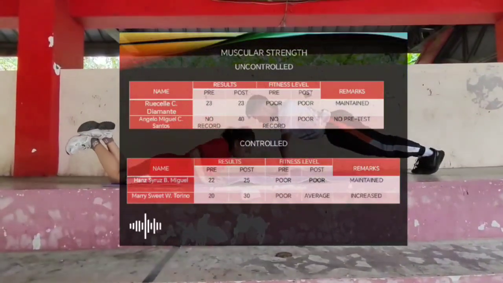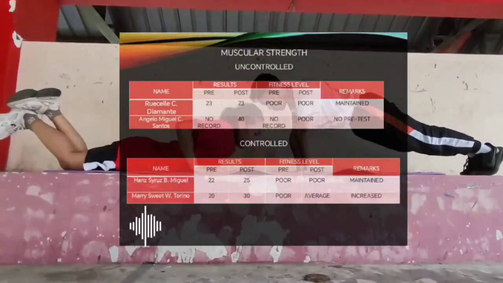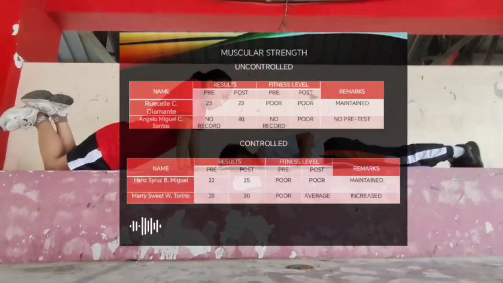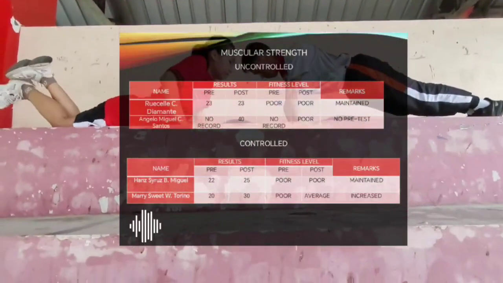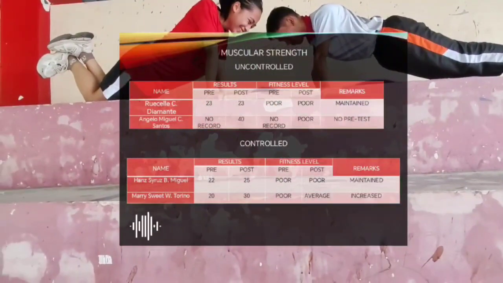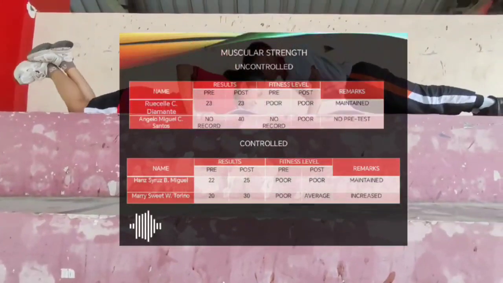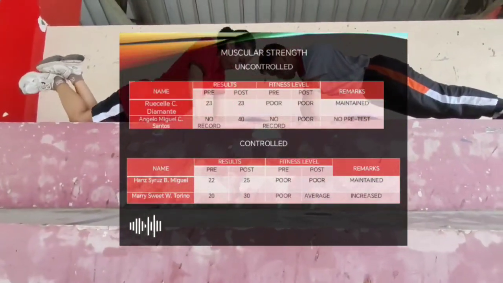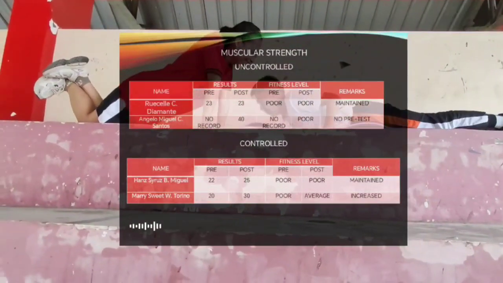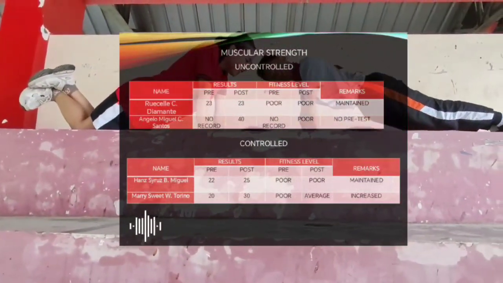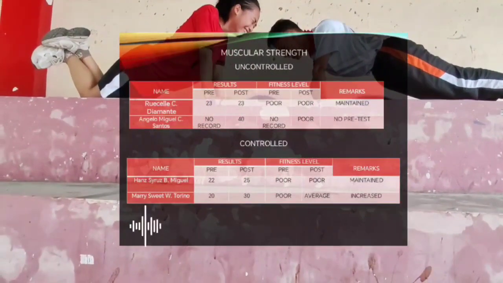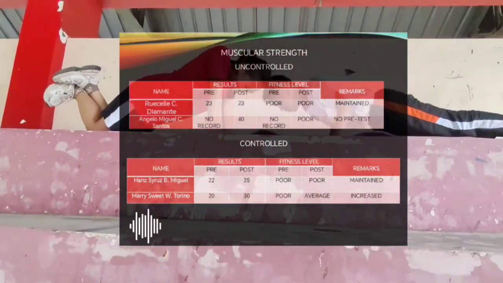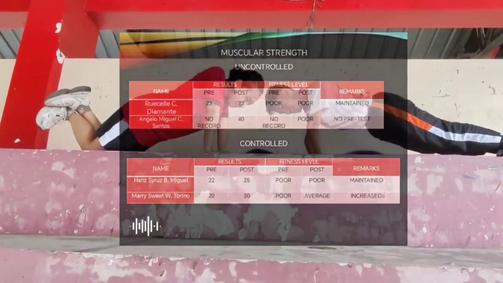According to the research of Dorgo, King, and Candelaria, they conducted a study on the effectiveness of manual resistance training in school-based physical education classes. The study involved 222 adolescents who participated in regular PE classes. They had an 18-week combined MRT and cardiovascular endurance training program which improved their muscular strength. So in our data, Rosal Diamante has the remarks of maintained because he is part of the uncontrolled group, while Miguel and Torino have the remarks of increased because they are part of the controlled group which are doing resistance training in the gym.